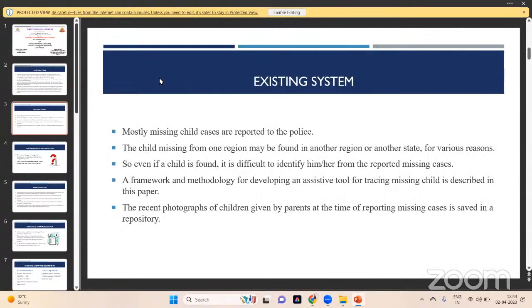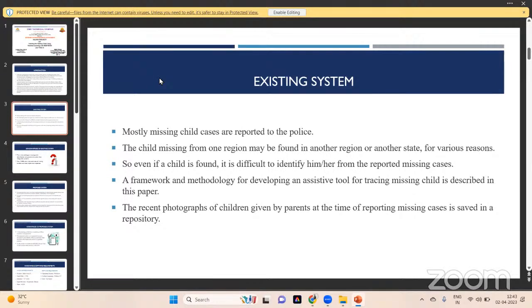In the existing system, if any child goes missing, usually they report to the police station. A child missing from one region may be found in another region or another state for different reasons, such as human trafficking or missing cases. Even if the child is found, it is very difficult for people to identify him or her from reported cases. So here we have a framework and methodology for developing a tool for tracing missing children.